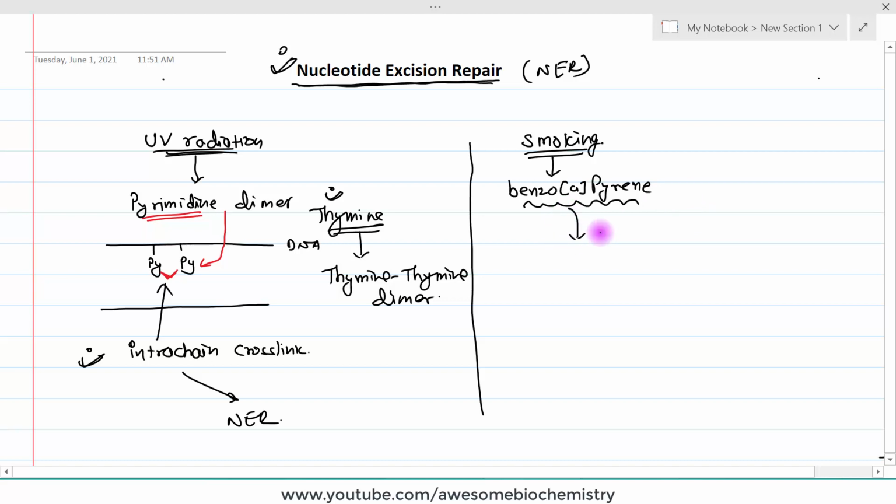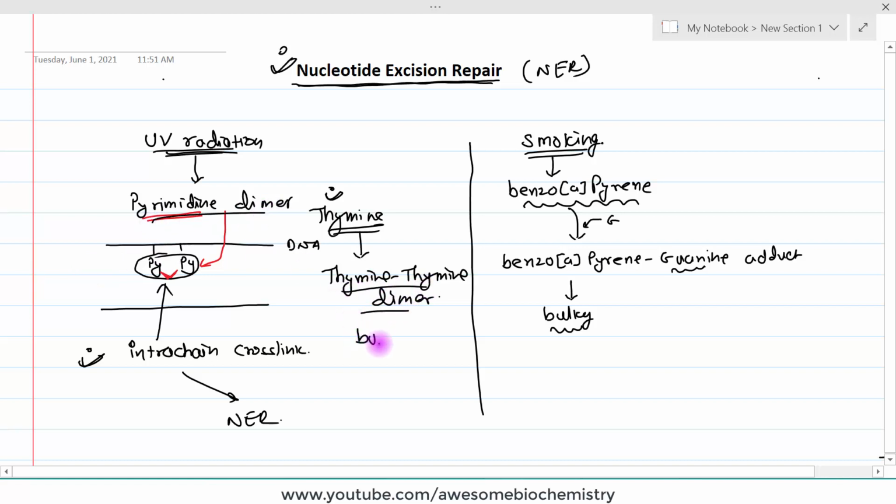So, what happens when this benzo(a)pyrene interacts with our DNA? The guanine binds with this benzo(a)pyrene and forms a benzo(a)pyrene-guanine adduct. Now, this is also a bulky group. Our guanine base becomes bulky. Here also, as two pyrimidines are bound with each other, this thymine dimer or pyrimidine dimer is a bulky group. So, here also similarly a bulky group is seen on the DNA. This damage of DNA is also repaired by nucleotide excision repair.